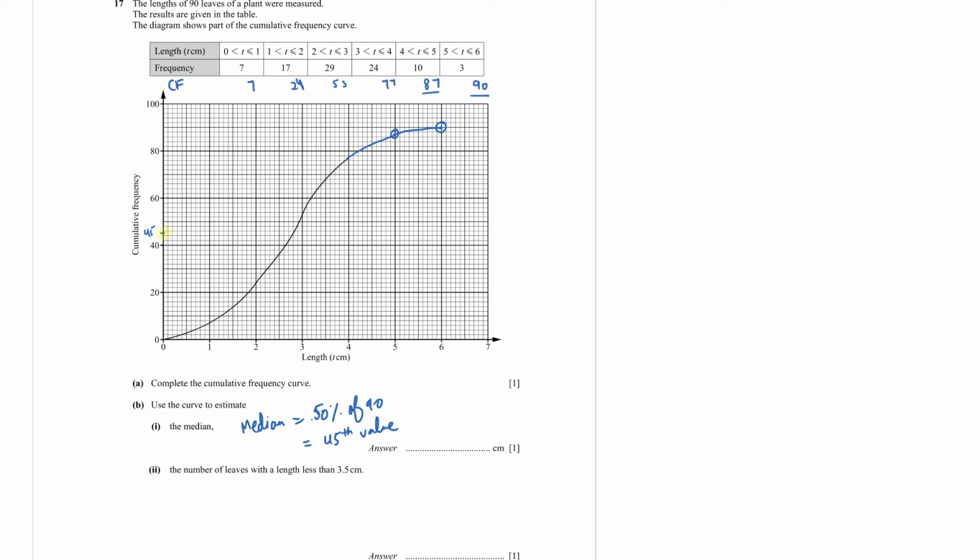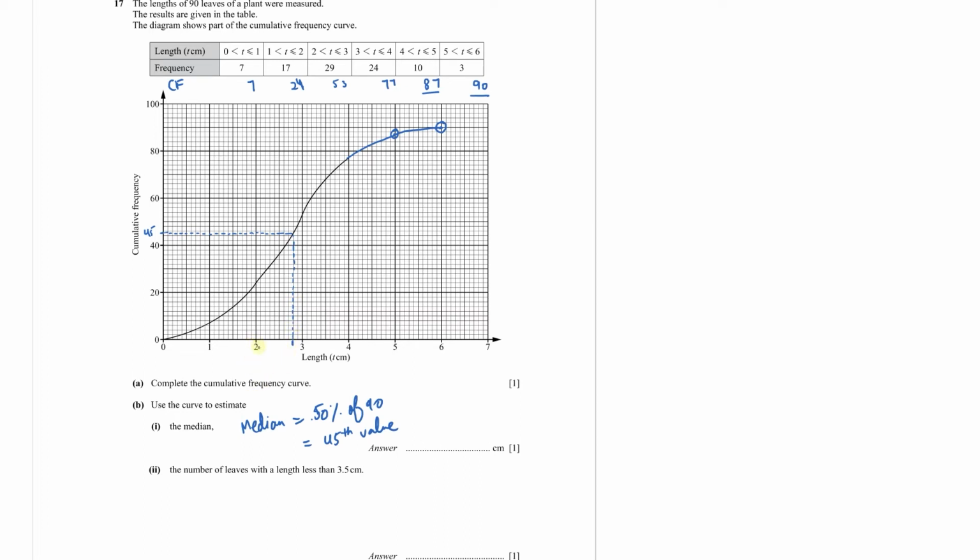So if I extend this line here, I have to go in the middle of this small block and see where this line intersects the cumulative frequency curve, which is here. So this one is the median value, the 45th value.